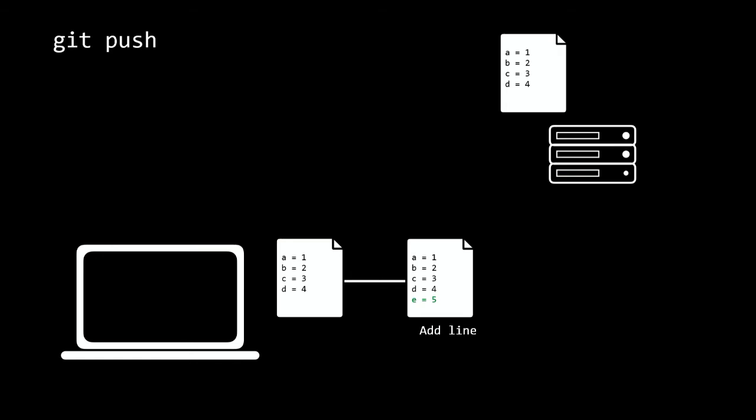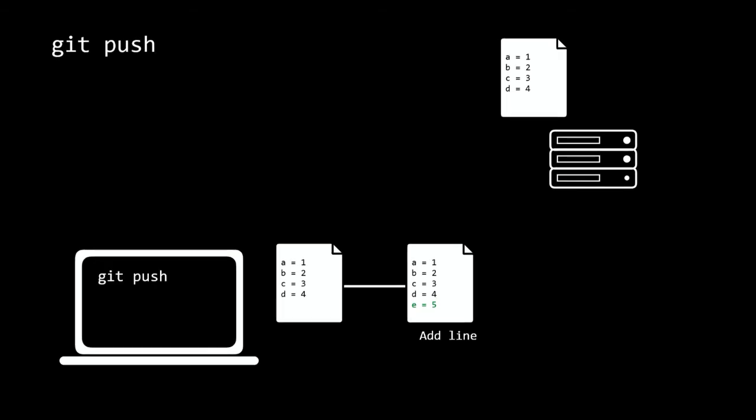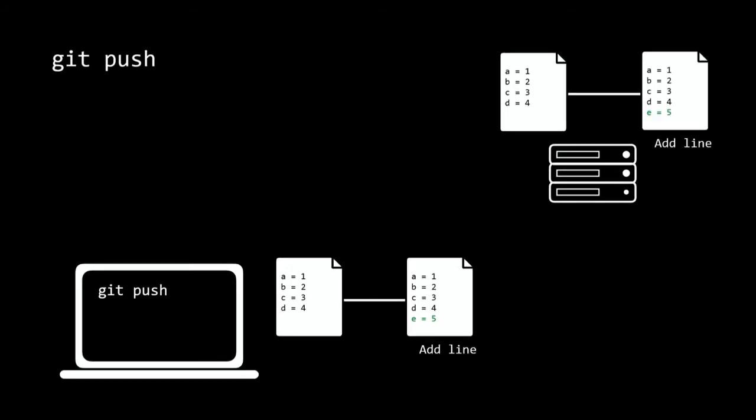So the question here is, how do we send these changes back to GitHub? This is where git push comes in handy. The git push command is used to upload local repository content to a remote repository, in our case GitHub. Pushing is how you transfer commits from your local repository to a remote repo. So that is git push. Now let's see how to do this.